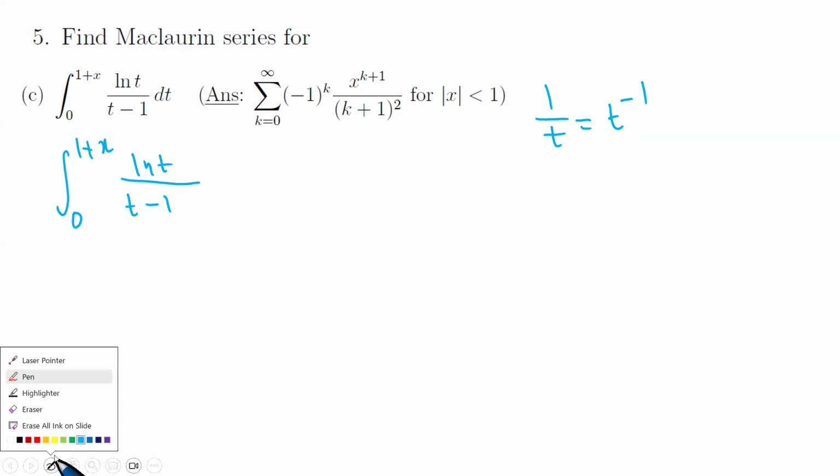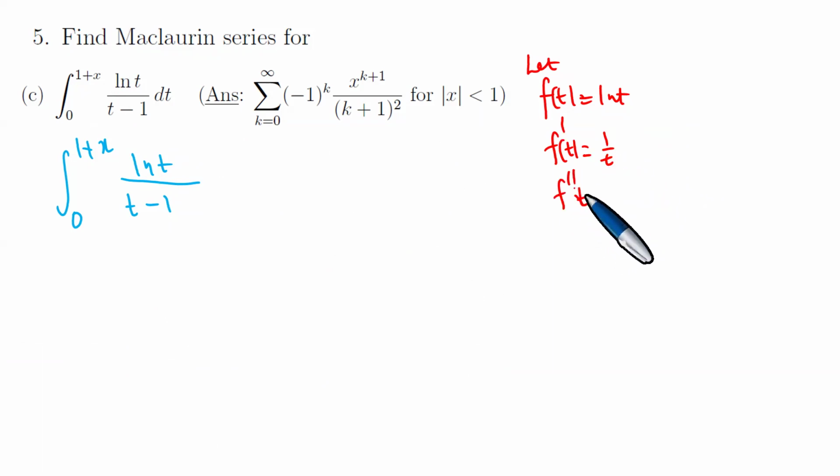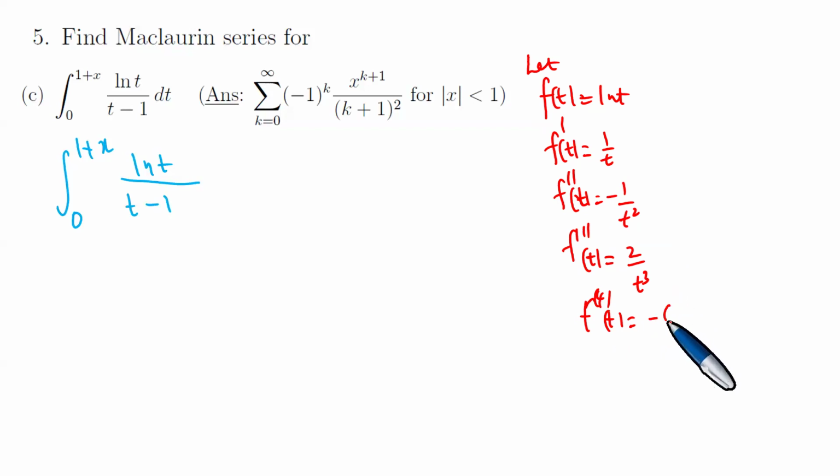Now if you forget these things, what do you do? You'll get marks for this. If you forget these things, you write in your book: let f of t be ln t, because here you need to use the series formula for ln t. Then you do the derivative, which is 1 over t. The second derivative, minus 1 over t squared. The third derivative, which is 2 over t cubed. The fourth derivative, the fifth derivative.